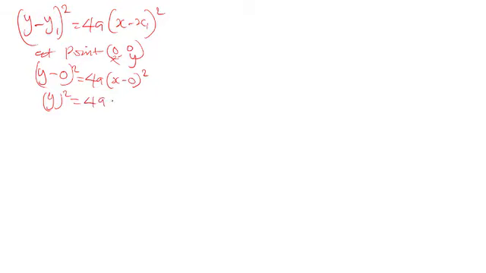X minus 0 is x. Then there's a square here. So if you take it down now, at this point the equation of a parabola goes in this format. But in a nutshell, since the value of x is assumed to diminish as the parabola progresses, we now have y squared equals 4ax, and this is the equation of our parabola.